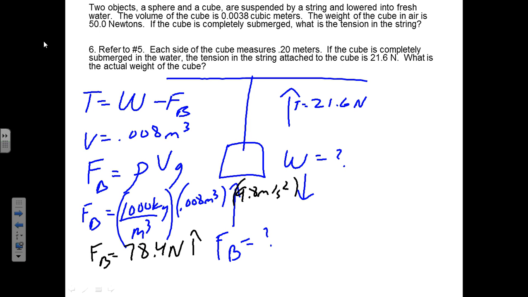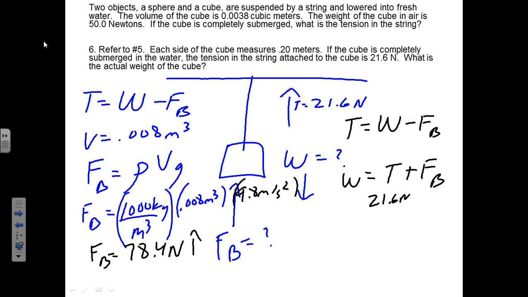Now let's find the weight of our cube. Again, remember that the tension is equal to the weight minus the buoyant force, which means the weight of this object is equal to the tension plus the buoyant force. But we know both of these numbers. We know that the tension is 21.6, and we know that the buoyant force is 78.4. So we add those together, and we come up with a weight of 100 newtons. All right, hope that helps.